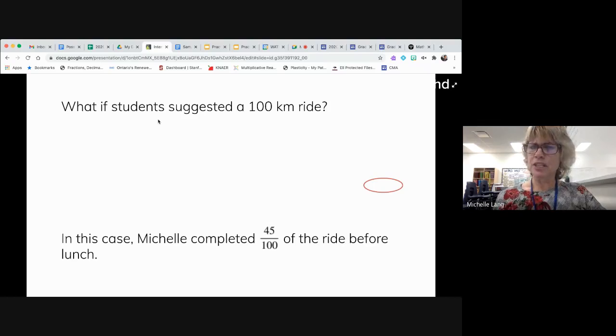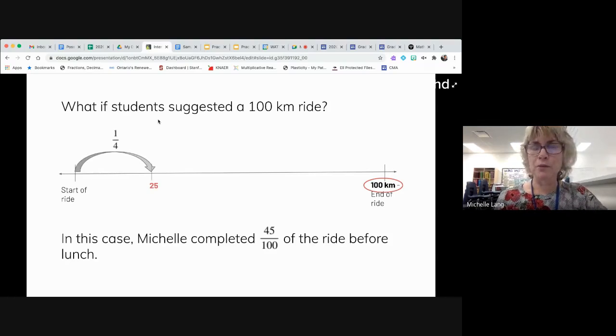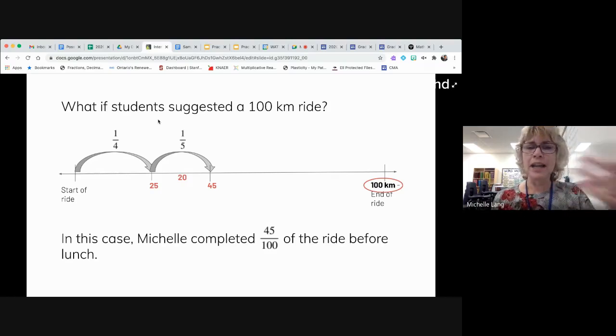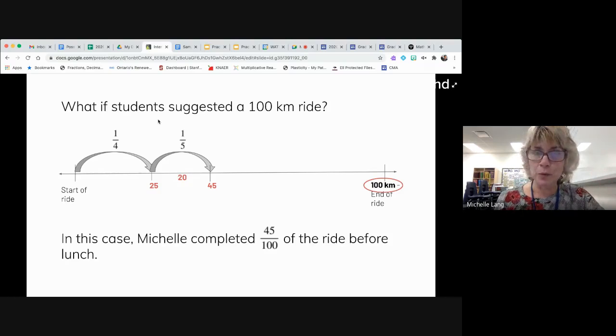So what if students suggested a 100 kilometer ride? Same thing, I could still represent it, show my 1/4, which is now 25 kilometers. Then I'm going to go another 1/5, which is 20, to get to my 45 hundredths of the ride before lunch. And this is a good opportunity to help students to see, are these equal? Are they the same? How do we know? And have that conversation, because you might have students suggest the 100 kilometer ride. Maybe not on the bike that I showed. That would be a little tricky to do in a day, I think, but I'm not that great of a cyclist. Okay, so that's how the double number line works.